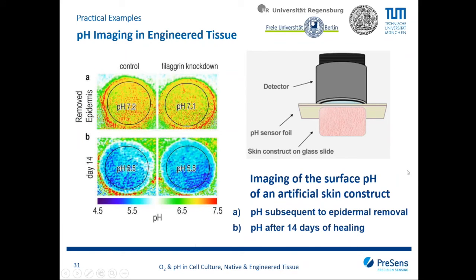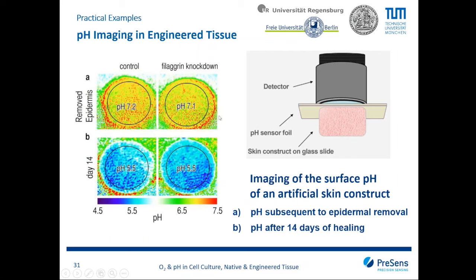The next example is on pH imaging in engineered tissue. Therefore, a piece of artificial skin construct was imaged, or this pH sensor foil was placed on top of the artificial skin construct, and the acidic barrier mantle that is present on the top surface of the artificial skin construct was imaged.